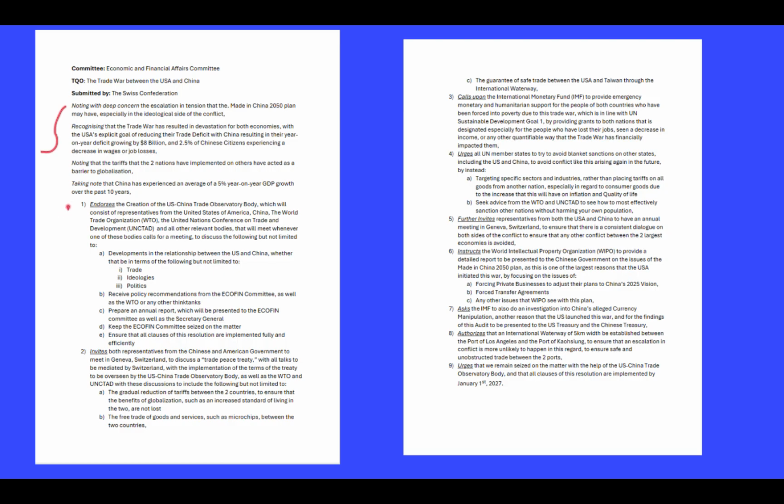Now here you have your preambulatory clauses. They basically state different facts to do with the topic. So here we can see, "Noting with deep concern the escalation and tensions that the Made in China 2050 plan may have, especially in the ideological side of the conflict." It's talking about a factual thing. It doesn't give a solution. It just says, this happened, and this happened. Usually you don't tend to have that many of them. They're not debated during committee. So if someone gets up and says this is actually incorrect, you just don't do that. The chair will tell them to sit down.